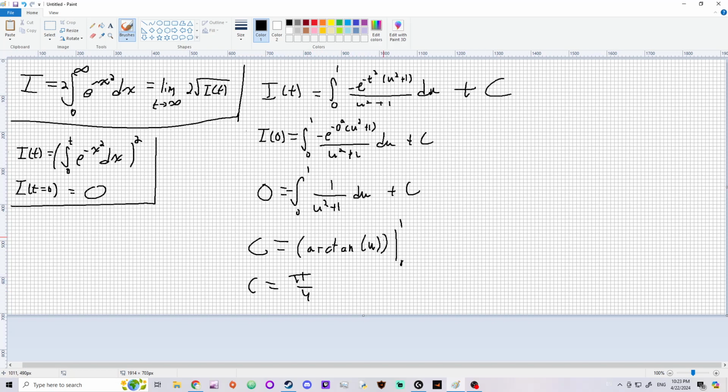And then what's arctan of 0? What angle gives us 0 for the tan function? It's 0. When the angle is 0, sine is equal to 0 and cosine is equal to 1, but it doesn't matter because 0 over anything is 0, except 0 over 0, which is not 0, but I digress. So minus 0, therefore c is equal to pi over 4. Okay, nice. C is equal to pi over 4.